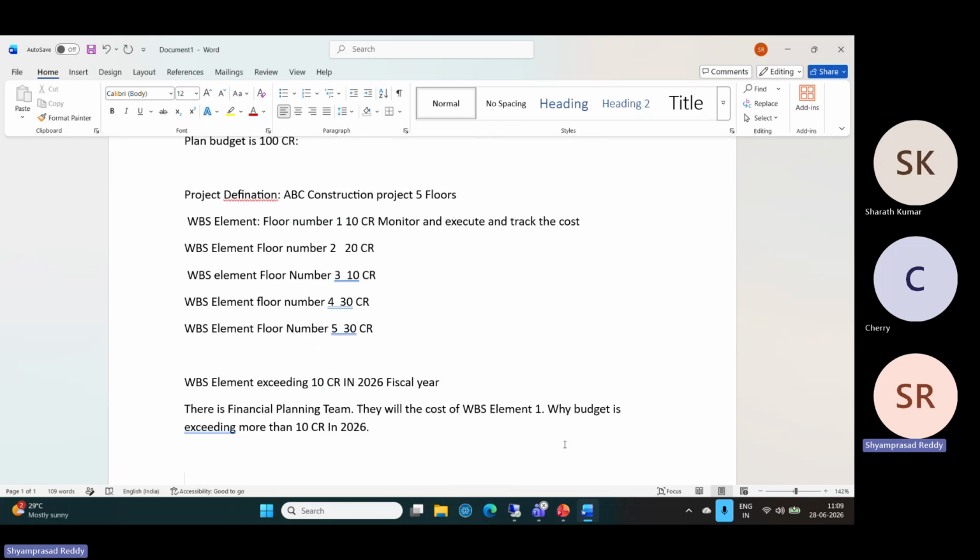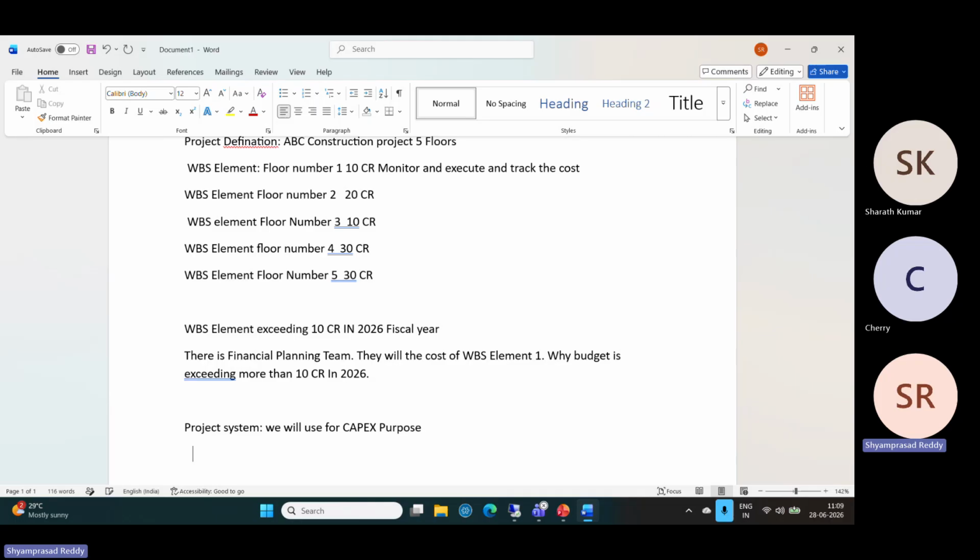Like here, we will use the project system for CAPEX purpose and OPEX purpose. CAPEX means capital expenditure, like a building, machines, etc. Operational expenditure means here there is a WBS element 1.